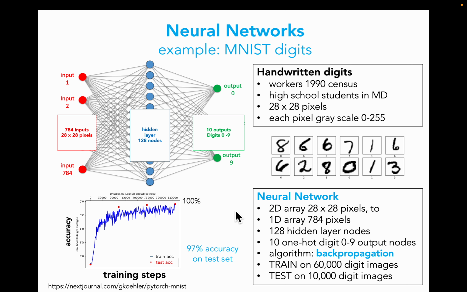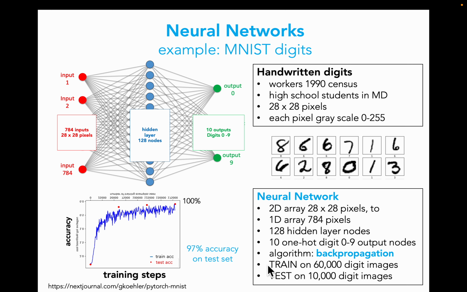This particular neural network has 128 nodes in the hidden layer that is in between the input and the output. And at the end, there are 10 output nodes from 0 through 9. And the value that is largest in one of these output nodes will tell the neural network, or how the neural network will report what the digit is. And it will use this algorithm of backpropagation.